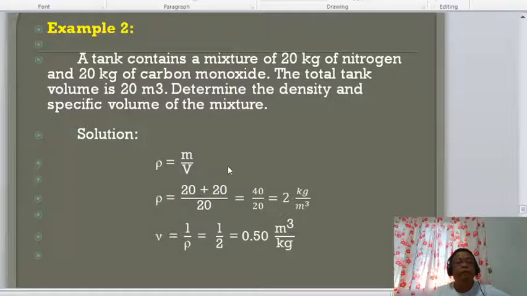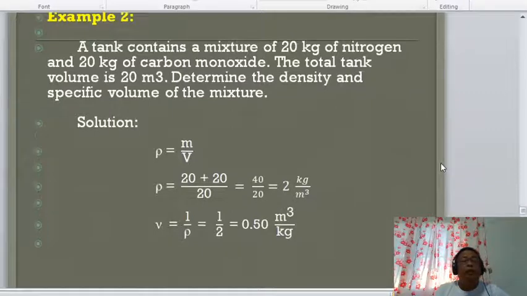Another example: a tank contains a mixture of 20 kilograms of nitrogen and 20 kilograms of carbon monoxide. The total tank volume is 20 cubic meters. Determine the density and specific volume of the mixture. Solution again: density equals mass over volume. Since this is a mixture, we add the two masses, and the volume is 20. Therefore, the density is 2 kilograms per cubic meter. Again, specific volume is the reciprocal of density, which equals 0.5 cubic meter per kilogram.